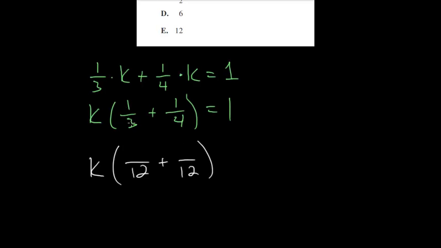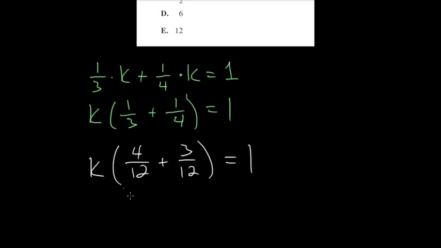And 1/3, we had to multiply the 3 by 4 to get to 12. So we have to multiply 1 by 4. So 1/3 is equal to 4/12. And we had to multiply this 4 by 3 to get to 12. So we have to multiply this 1 by 3. So 3/12 is the same thing as 1/4. And this all equals 1.